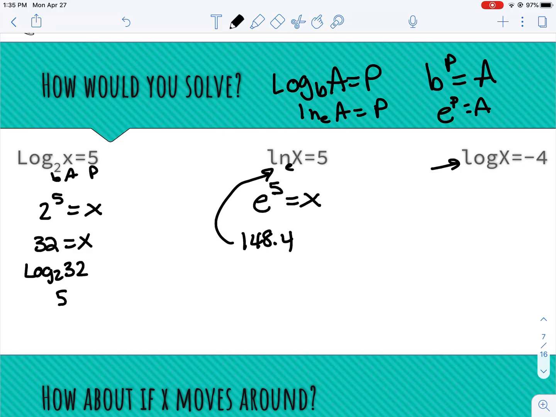Okay, I want to point out the next one. If you notice, there's no base written. And remember, when there's no base on a log, it's always assumed to be base 10. So again, if it helps, write the little 10 in there, but 10 is the base, -4 is the power, and x is the answer. So 10 to the -4, remember negative exponents flip your problem. Well, 10 to the 4th is 10,000.